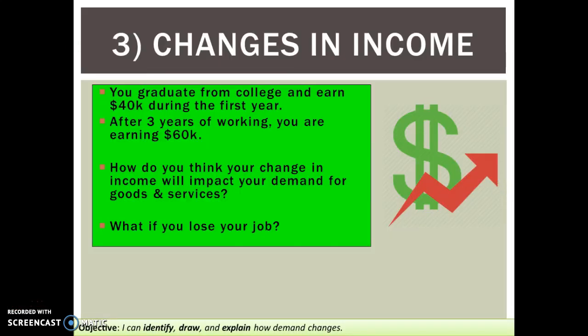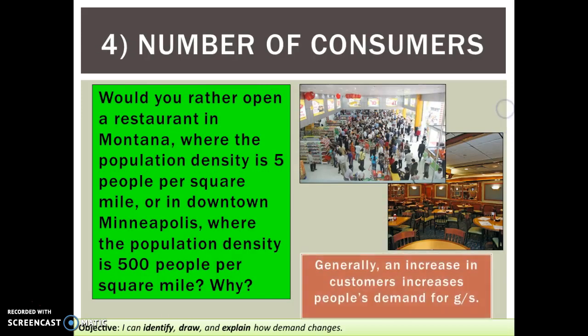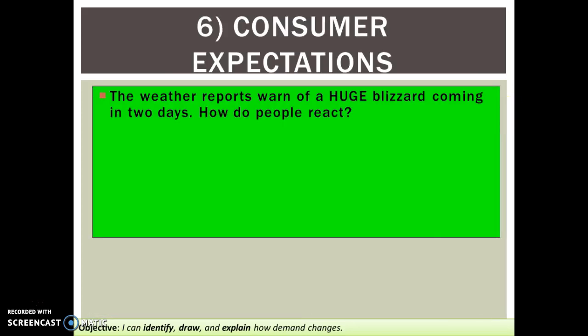Change in income, you can pause the video and take note of these other non-price factors that affect demand. Change in income, number of consumers, tastes and preferences, and then consumer expectations.